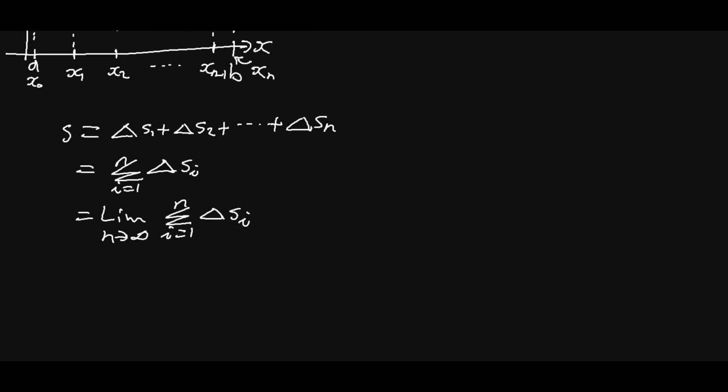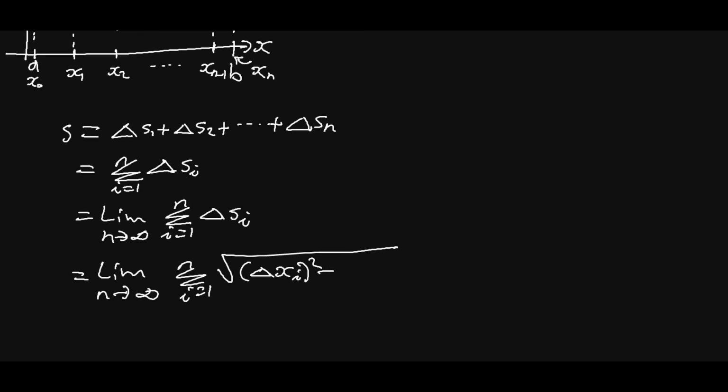Before we actually replace, let us try to write this in a different form. So this is equal to the limit as n tends to infinity of the sum from i equal to 1 up to n of delta s i. We know this is the Pythagoras formula, so we just put that: the square root of delta xi power 2 plus delta yi power 2. Right, so this is what we have.